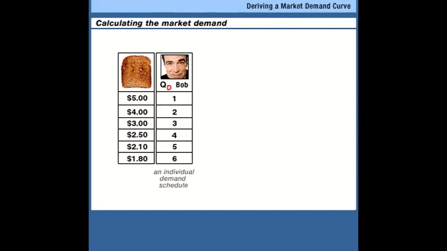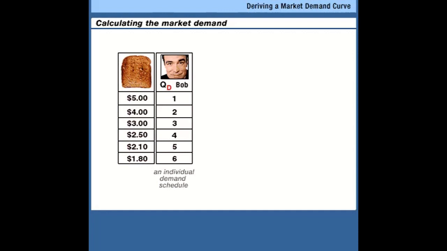Let's start with our schedule showing how much bread a particular household will demand at different prices. Let's say that we have Bob here, and these numbers represent the quantity of bread that Bob is willing and able to purchase as the price of bread varies. So at $5 a loaf, Bob buys 1 loaf. At $4 a loaf, he buys 2 loaves, and so forth.